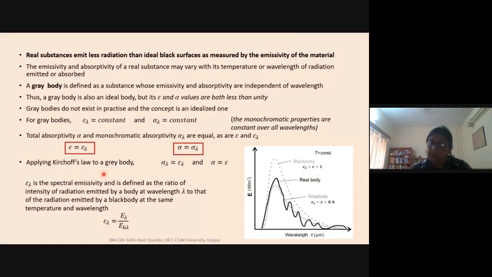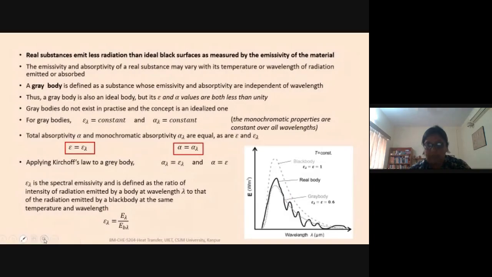If you apply Kirchhoff's law to the gray body, if you remember, Kirchhoff's law says that if a body is in thermal equilibrium with the outside, then its emissivity and absorptivity are equal. So based on that, we can write that for any particular wavelength, absorptivity is equal to the emissivity, and for the total value also, absorptivity is equal to the emissivity. Spectral emissivity is defined as the ratio of the intensity of radiation emitted by a body at a wavelength lambda to the radiation emitted by a black body at the same temperature and wavelength. It's the same as the emissivity definition.